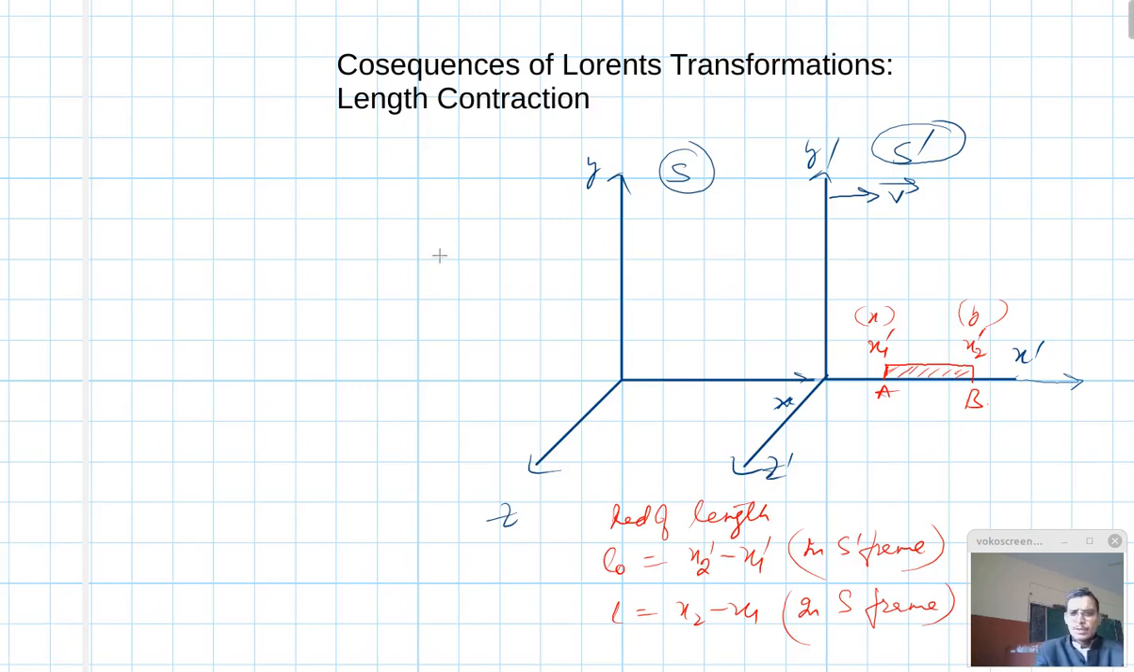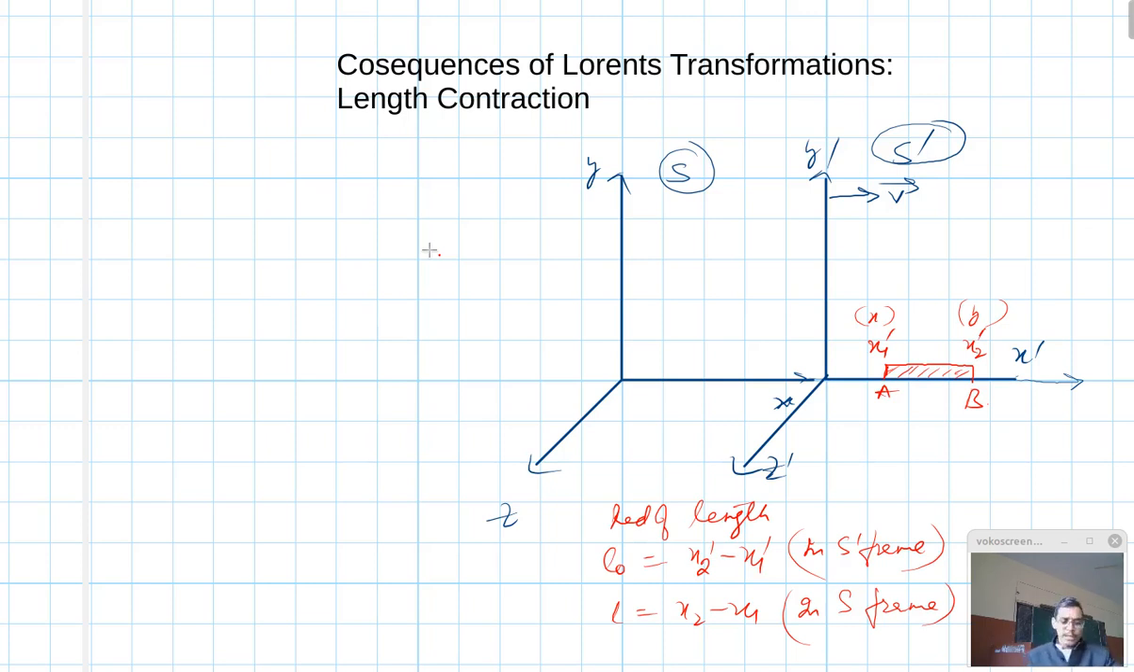So today I am going to talk about the consequences of what we call Lorentz transformation. In the early lecture I talked about Lorentz transformation, and there are very interesting consequences of this Lorentz transformation, like length contraction, time dilation, and simultaneity of events. So in today's lecture I am going to talk about length contraction.